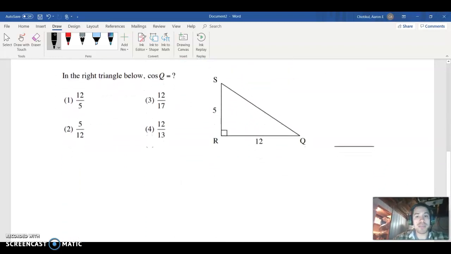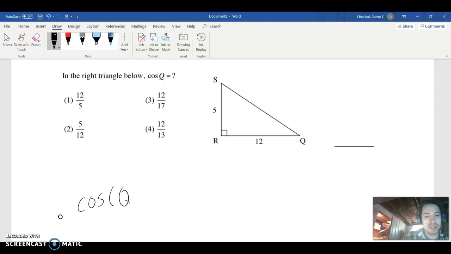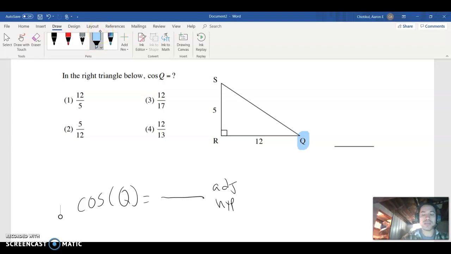Let's check out this example. It says, in the right triangle below, find cosine of Q. Cosine of Q. Now, cosine, for those of you who don't remember, is adjacent over hypotenuse. So let's highlight our angle. That's step one. Now let's label our sides. Here is the hypotenuse. Here is the opposite of my highlighted angle, opposite. And then right next to it is adjacent.